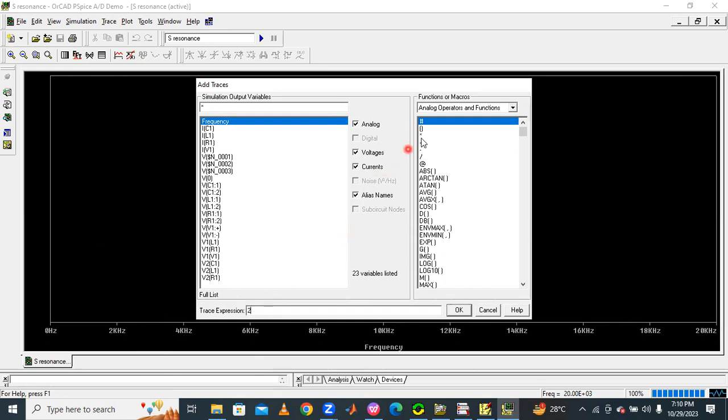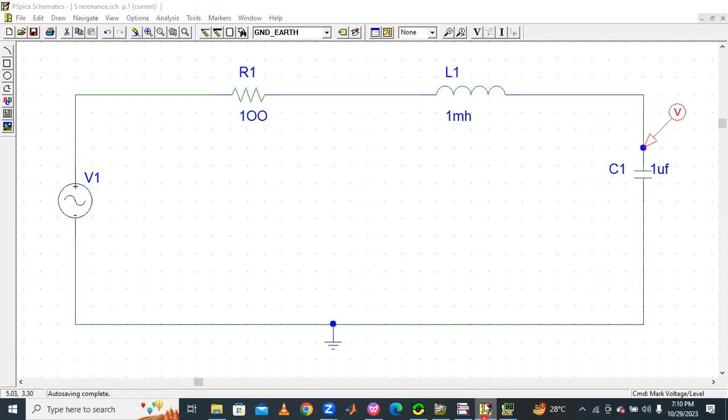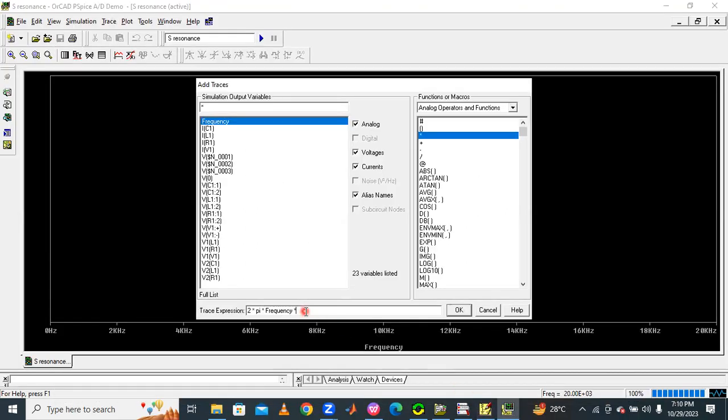2 into, so go to macros. Pi is available here. 2 pi, and then go to analog operators. 2 pi F, frequency, 2 pi F into L. L is how much in the circuit diagram? L is equal to 1 millihenry. XL is equal to 2 pi F into L, where L is 1 millihenry, that means 0.001. So that is called XL.